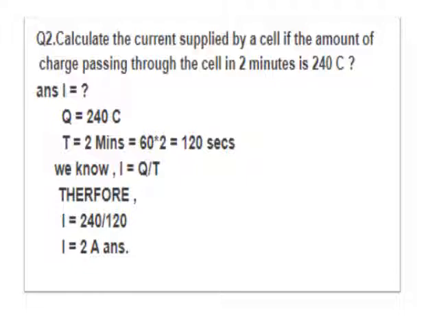So Q is given, time is given, and you are asked to calculate the value of current I. So we know the formula I is equal to Q by T. Just substitute the values of Q and T in the equation. You will get the answer as 2 amperes.